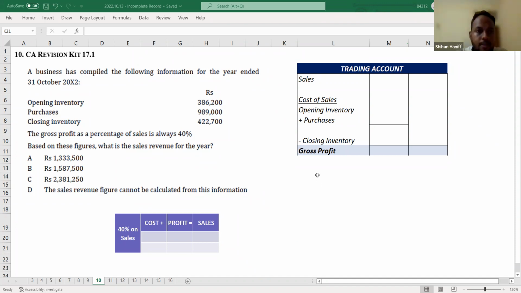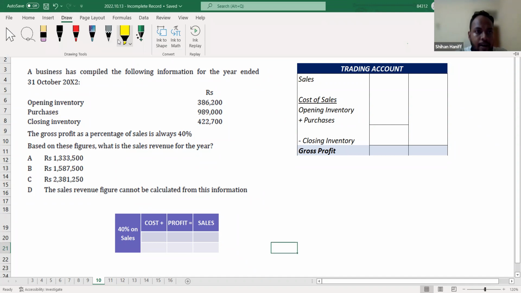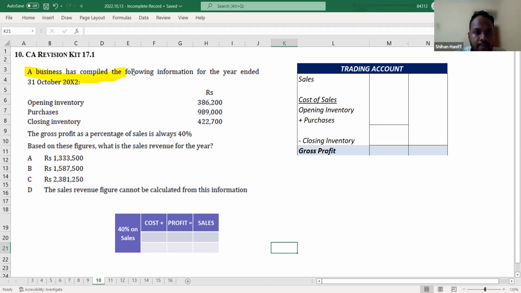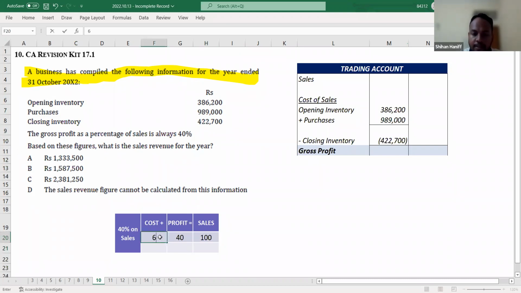Okay. Right. I got a few answers. Let's check. A business has compiled the following information for the year ended 31st October 2002. Opening inventory is 386,200. Purchases 989,000. Closing inventory 422,700. The gross profit as percentage of sales is always 40%. So profit is 40% on sales. Cost is 60. Based on the figures, what is the sales revenue for the year?